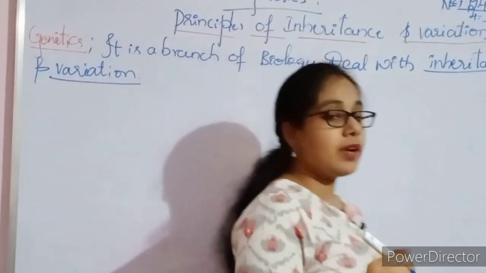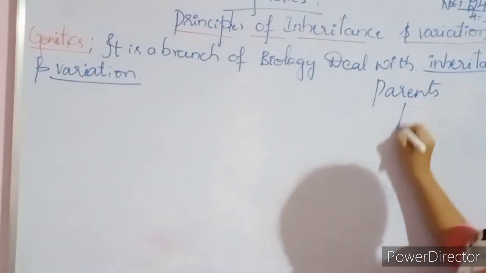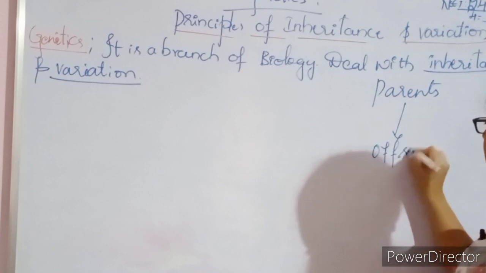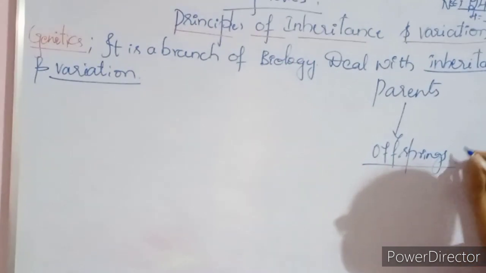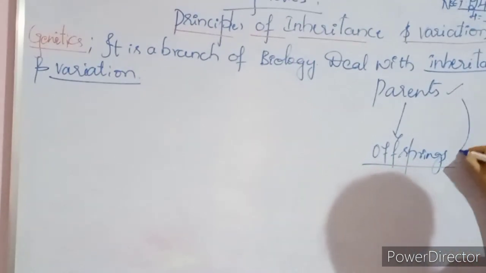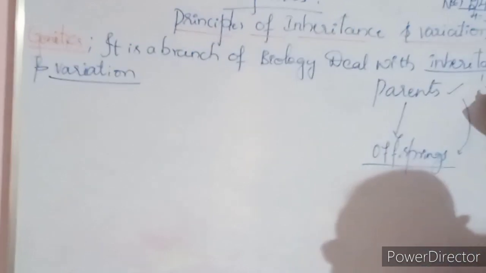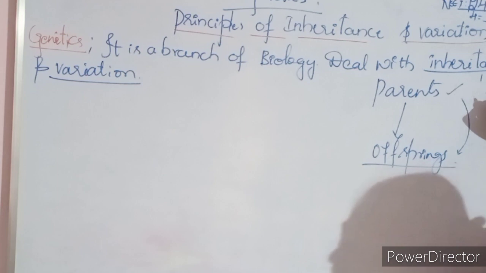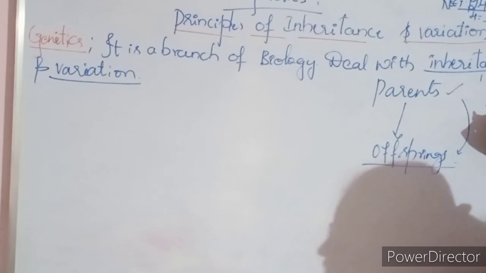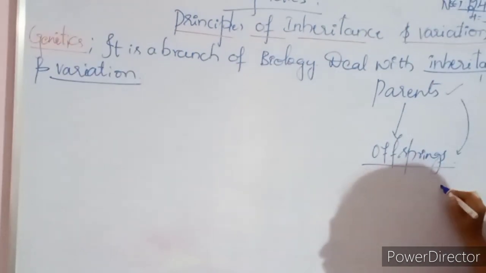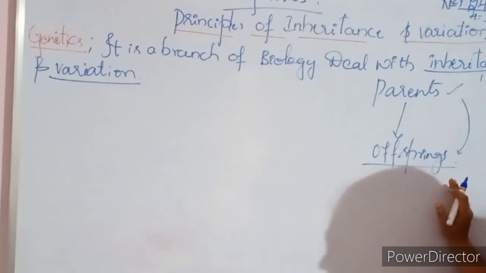We know that from parents to offsprings, a few characters are getting transferred from our parents to offsprings. That is called inheritance. We are showing some of the characters of our parents. Why are we showing the characters of our parents? Because those genes from our parents are getting transferred to offsprings. That's the reason why we show some of the characters of the parents, right?